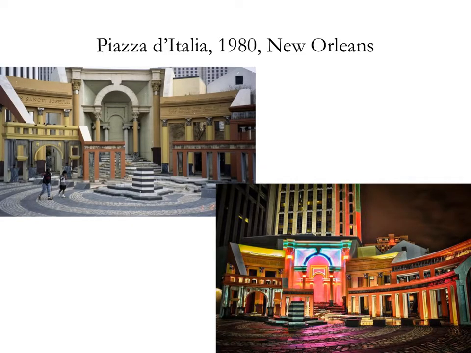Another example is the Piazza d'Italia, which is in New Orleans. During the day, it looks almost like it could be found in Italy in terms of the columns and the classical architecture. And at night, it comes alive with more modern elements like neon. So again, postmodernism really tries to blend both classical and modern elements.